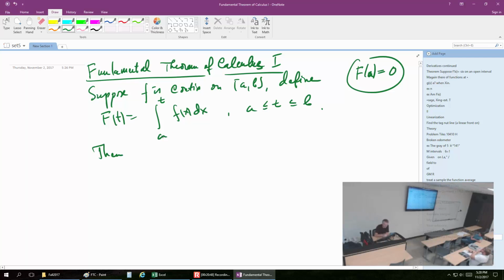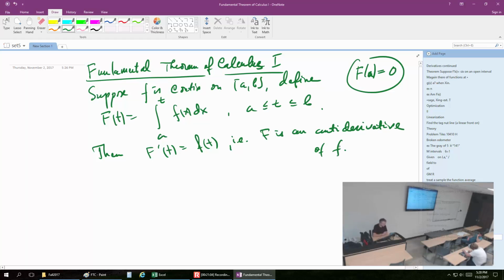Then we say either f prime of t is equal to f of t, or we say that capital F is an antiderivative of f. Okay.